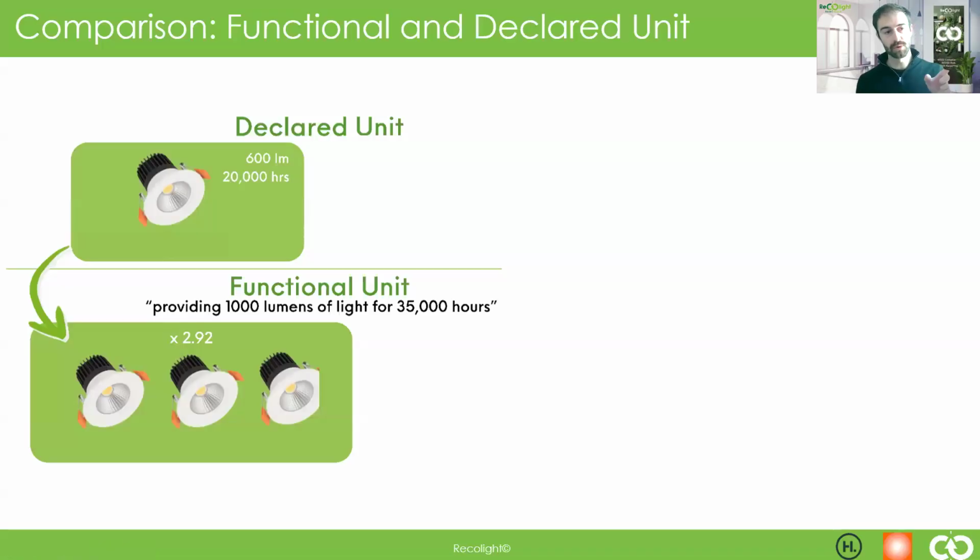And therefore, if you're reporting environmental impact data on a functional unit basis, the numbers are going to be 3 times as large. So it's really important to understand that when you're looking at those numbers that I just spoke to, you understand whether it's the declared unit or the functional unit level.